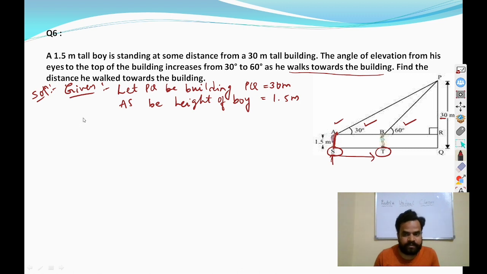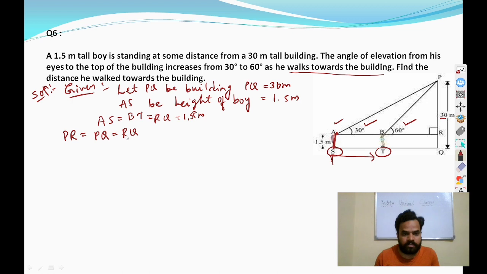PQ is 30 meter and AS is also equal to BT, which is also equal to RQ. So I will write this: AS is also equal to BT is also equal to RQ. These are all equal to 1.5 meter. Am I correct? So from this given thing, what we can write here is PR. This is very important, all of you. PR is equal to PQ minus RQ.